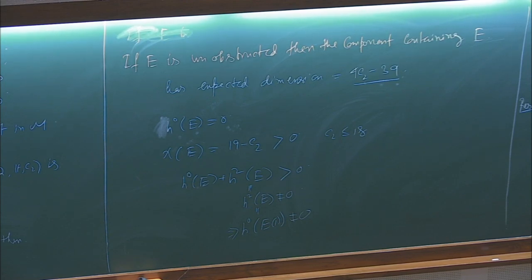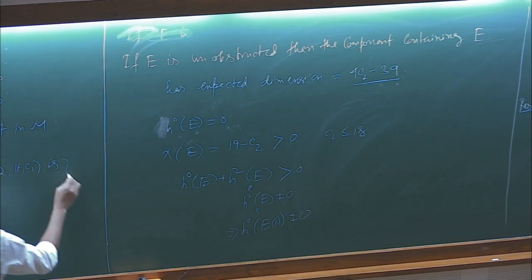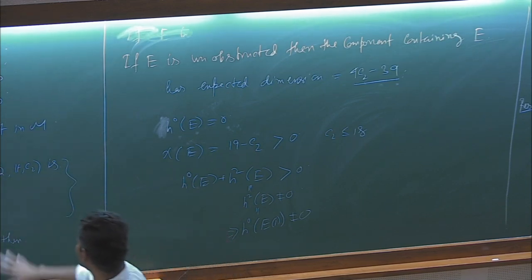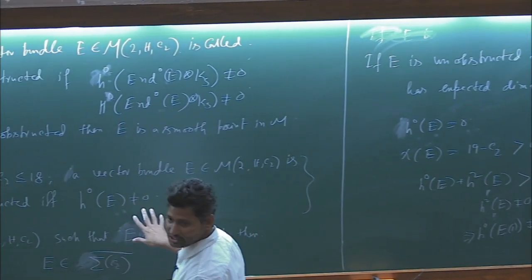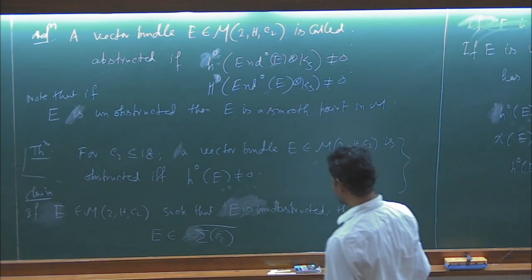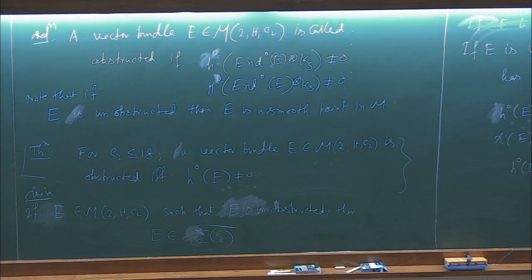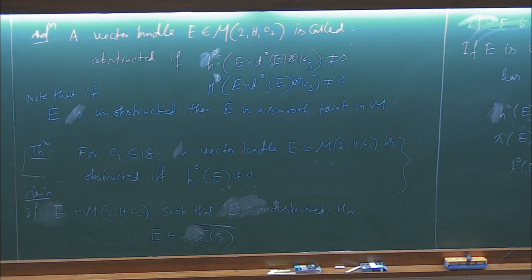So now we have to prove this fact: if E is a vector bundle with C2 less than or equal to 18, then E is unobstructed if and only if H naught of E is equal to 0. So we will give a proof of this. This is a very elementary proof. But for this we need to recall a very well-known theorem called the Alexander-Hirschowitz theorem. Before that, I just write down a few exact sequences.